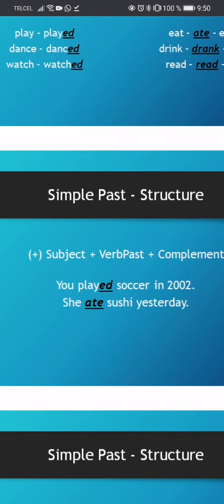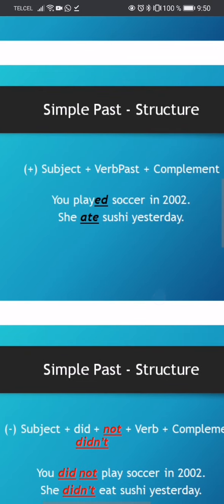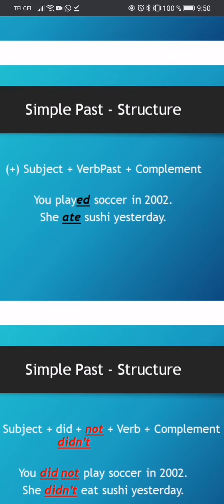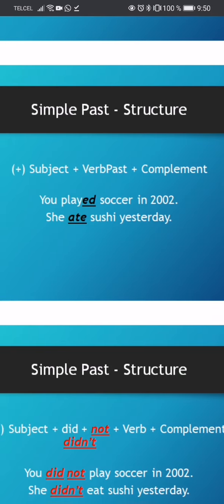Next, we're gonna check the structure for the simple past. The structure is very easy. In affirmative, we have the subject, the verb in past, and the complement. So we have two examples here. You played soccer in 2002. You notice in 2002 is in past. She ate sushi yesterday. Okay, so these are the structure for the simple past in affirmative. The important is the verb in past.